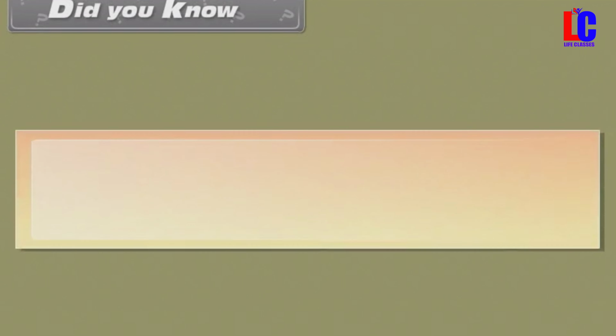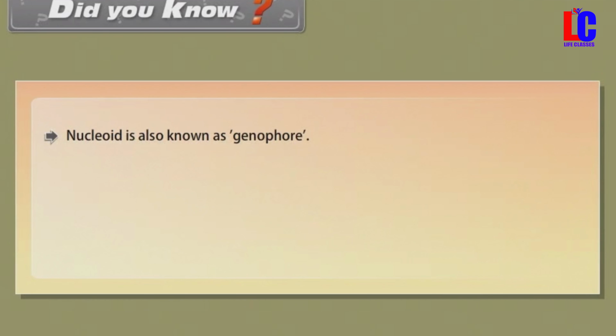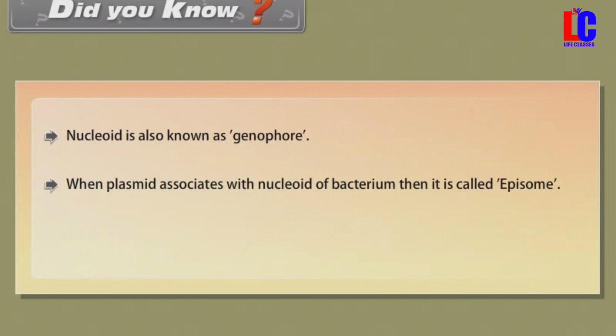Did you know? Nucleoid is also known as genophore. When a plasmid associates with the nucleoid of a bacterium, it is called an episome. In mycoplasma, the cell wall is absent.